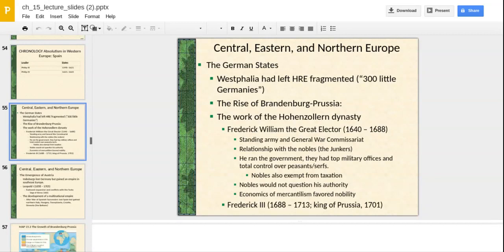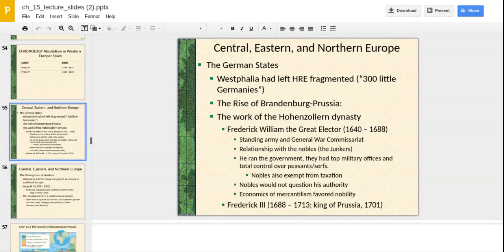So let's talk a little bit about what happens after the Holy Roman Empire is fragmented by the Peace of Westphalia. You get the rise of Brandenburg, Prussia, which are two different areas of the Holy Roman Empire. And you get the foundation of something called the Hohenzollern dynasty under Frederick William, the Great Elector. He creates the standing army. He's got a relationship with the nobles, which are called the Junkers. And he's going to have total control over his peasants and serfs. He is, in essence, an absolute monarch.